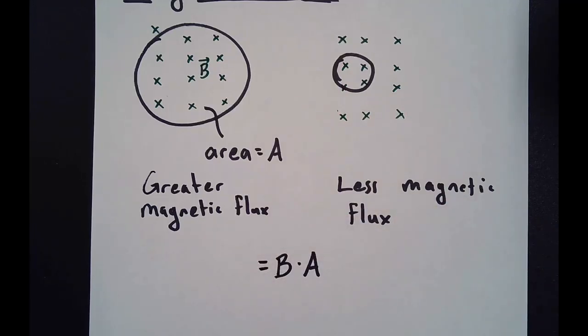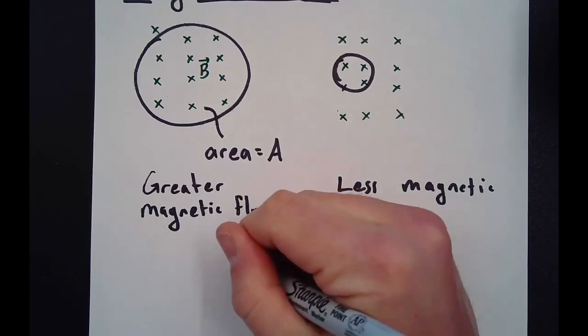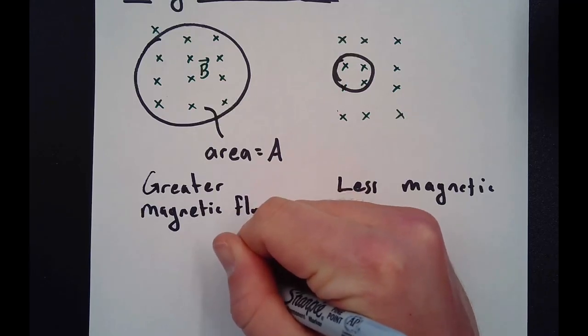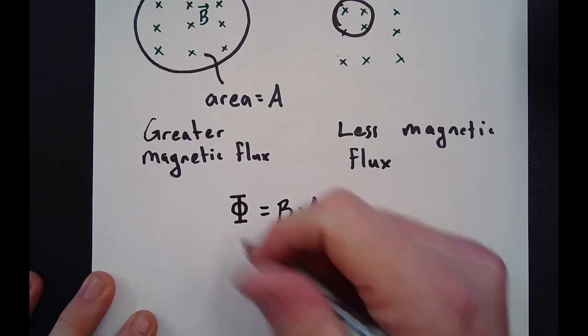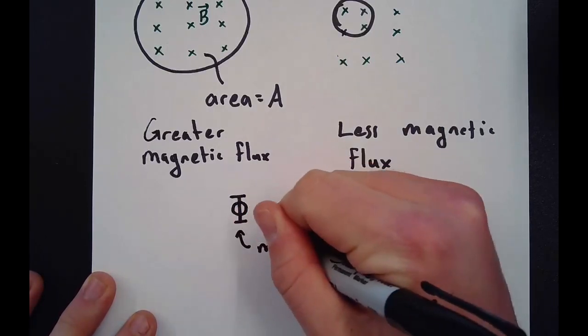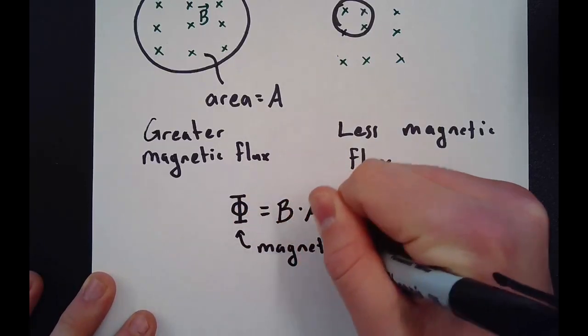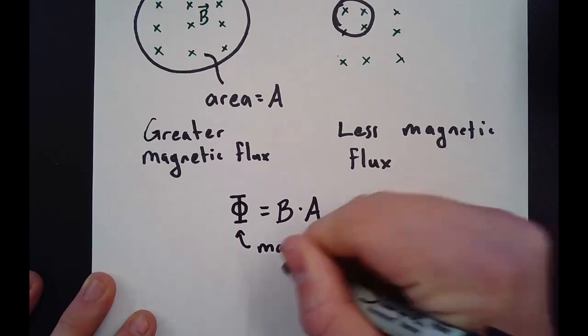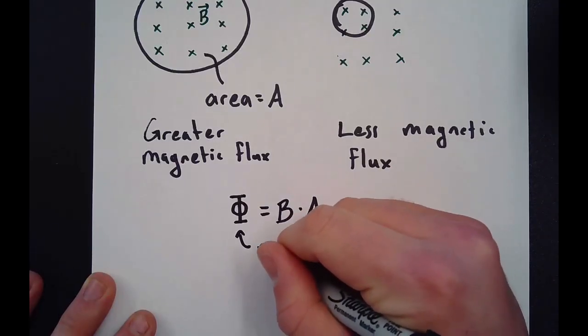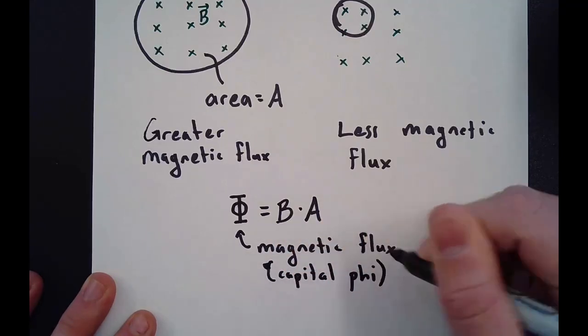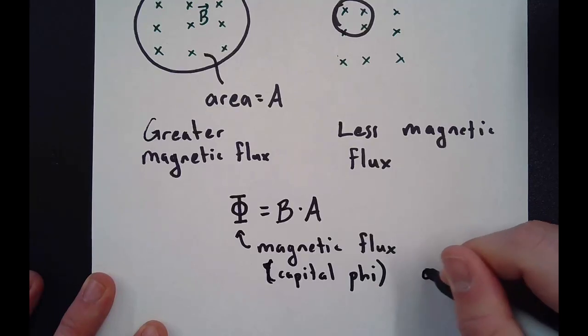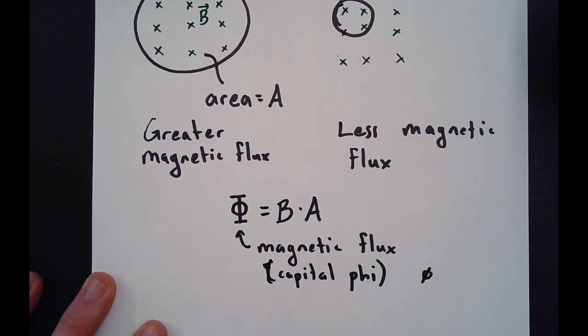The symbol we use for this is a capital phi, which looks a little bit like a TIE fighter. So this is magnetic flux, and it's the Greek letter, a capital phi. You're familiar with lowercase phi from math class; this is the capitalized version of that.